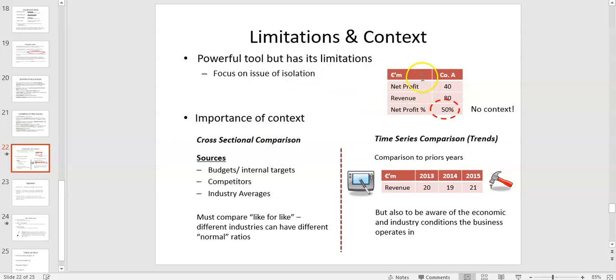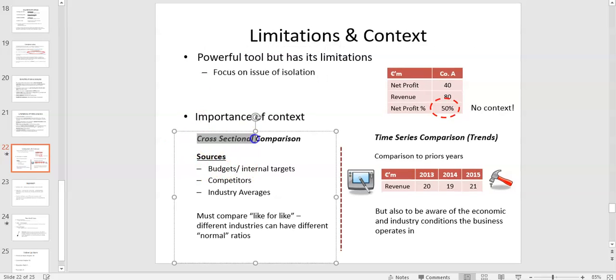To give you another example of that, the key thing is isolation here. In most exam questions, you need to get context. That context can come in the form of a cross-section where you compare to competitors, you compare to industry averages, or you compare to internal budgets or internal targets. But the key thing here is it must compare like for like.